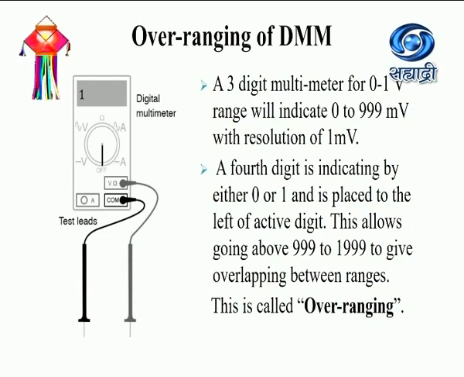So whenever you select the 0 to 1 range, it will indicate only 0 to 999 millivolt with resolution of 1 millivolt. And if your reading is greater than 999 millivolt, it will show 0 or 1 on the left side of your DMM, and it will show the overranging without any active digit. Only 1 is displayed on the screen. So that will indicate the overranging of DMM. So you will understand there is an overrange of your selection.